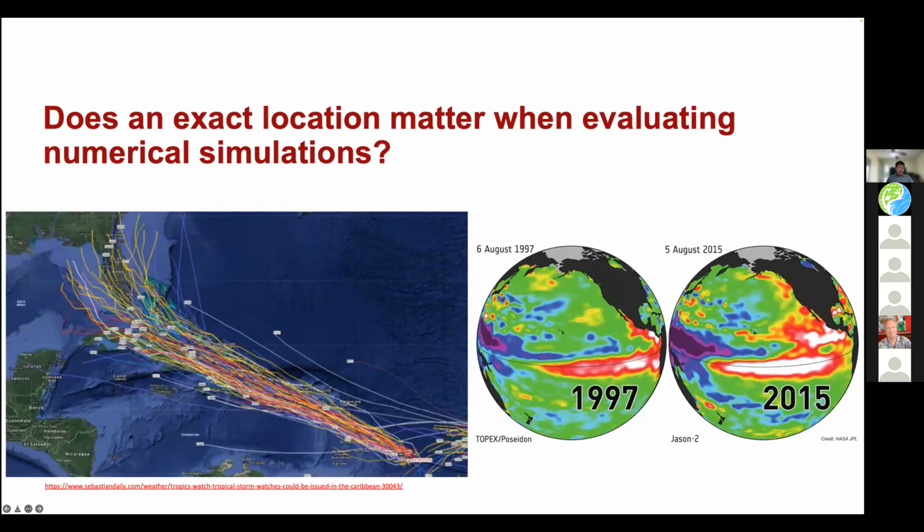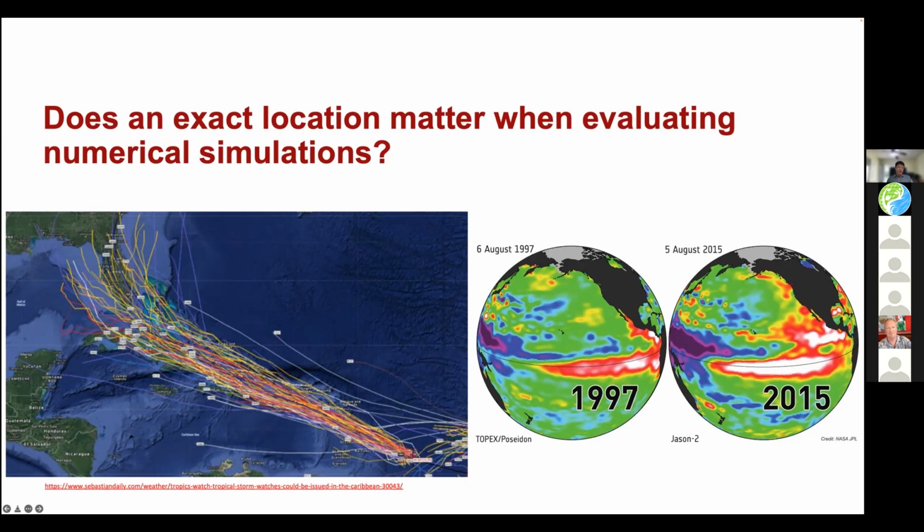When evaluating spatial patterns, we climate scientists always evaluate climate numerical models. When we evaluate the spatial patterns simulated by a numerical model, sometimes the exact location of certain patterns really matters. On the left, you see a spaghetti plot of a hurricane track forecast. Here, the performance of the simulation needs to be measured by comparing the observed hurricane tracks and the simulated ones.